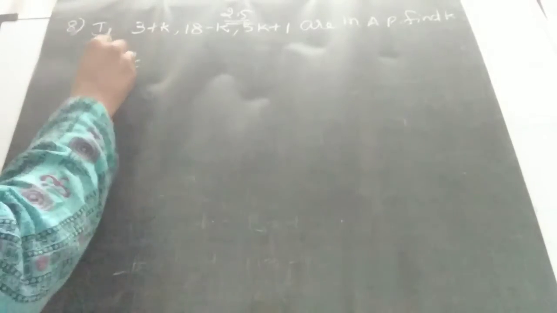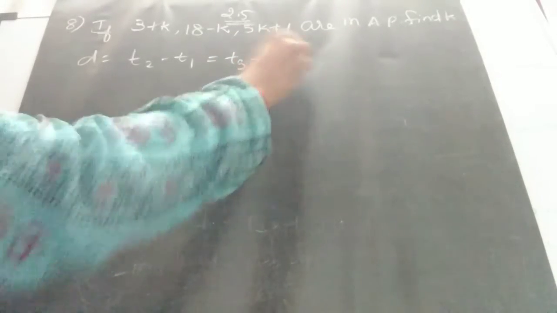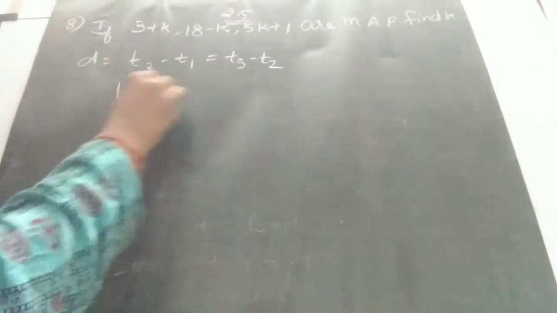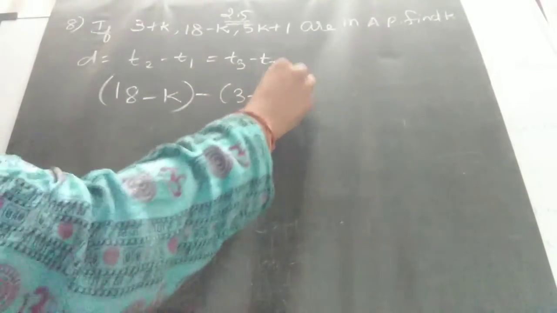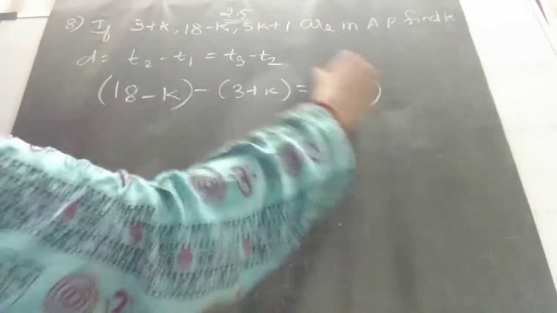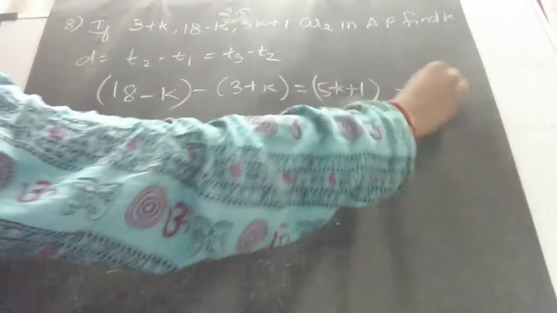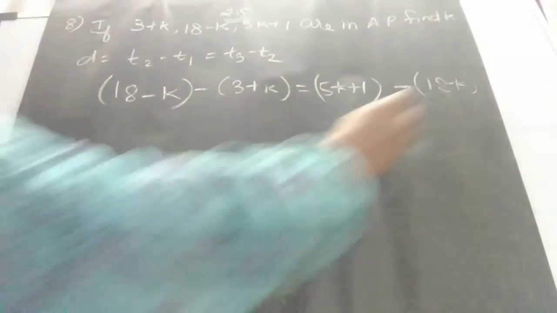Now look into your next question, 2.5 sum. If 3 plus k, 18 minus k, 5k plus 1 are in AP, find the value of k. Given they are in AP, that means their difference is the same. That means T2 minus T1 is the same as T3 minus T2. Your second term, 18 minus k, subtract T1, 3 plus k, is the same as the third term, 5k plus 1, minus the second term, 18 minus k. The common difference is the same.